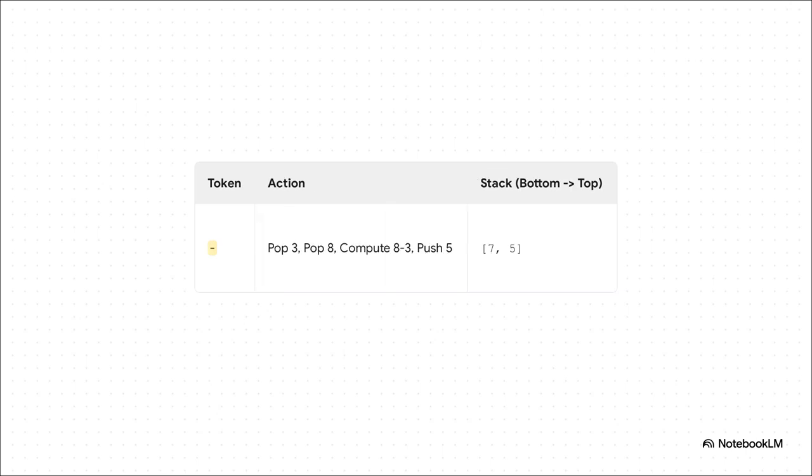Another operator. Subtraction this time. So we do the same dance again. We pop the top two numbers, first the 3, then the 8. Now order is super important here. We calculate 8 minus 3. The result, which is 5, gets pushed back onto the stack.